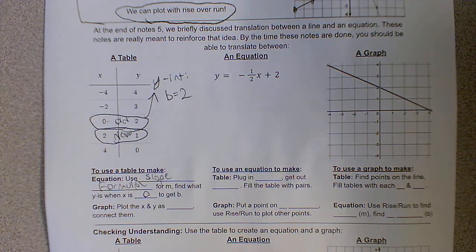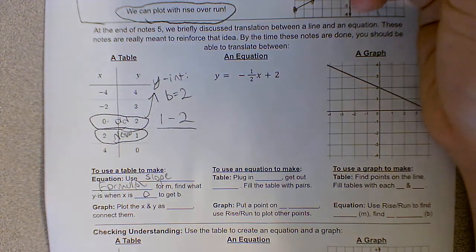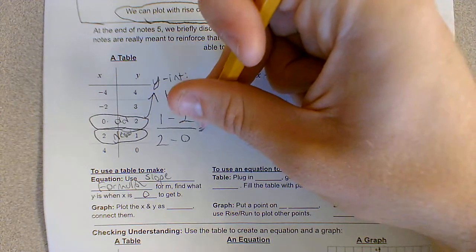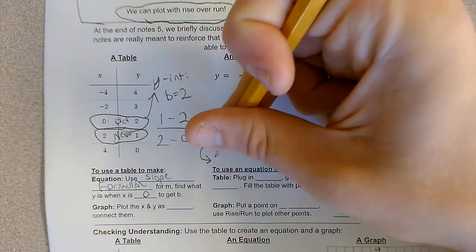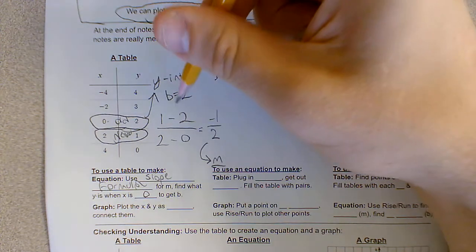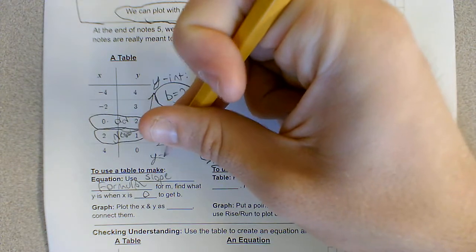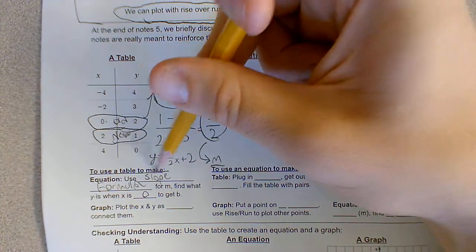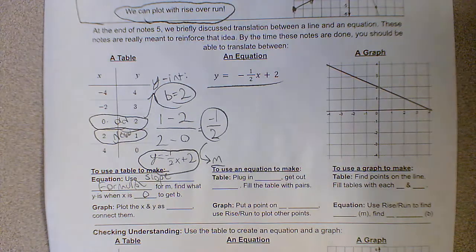I'm going to use my slope formula. So y new, 1 minus y old of 2 over x new of 2 minus x old, 0. That's going to be negative 1 over 2, and that's going to be my m. So we have our b, we have our m. That's going to give us y equals negative 1/2 x plus 2. And wouldn't you know it, that's the same thing I have right there. This table is the same as that equation.